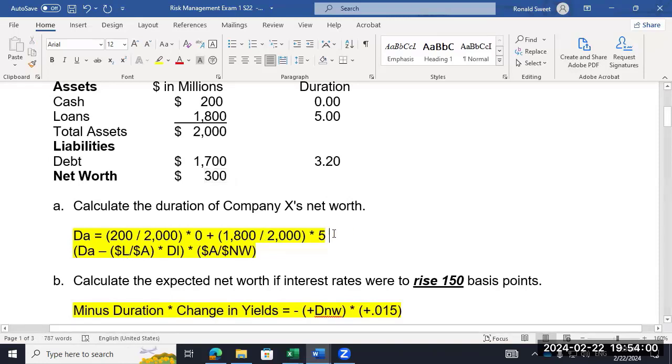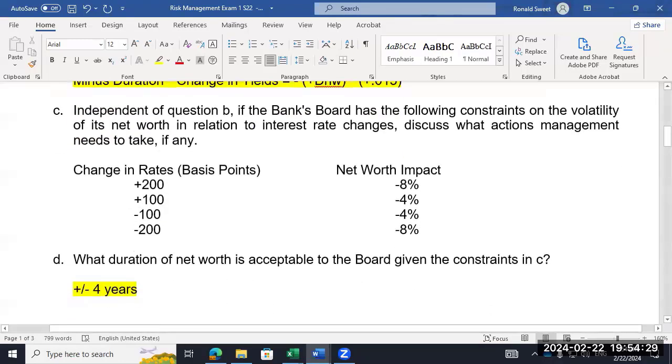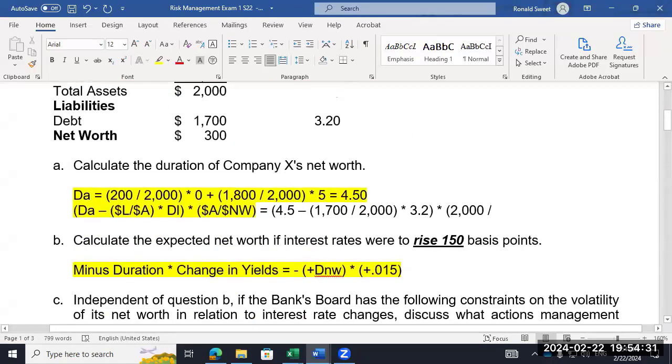What was the duration of assets? Is that 4.5? And so here, when you plug the numbers in, you get 4.5 minus 1,700 over 2,000 times 3.2, times 2,000, divided by 300. I hate it when I hit the numlock key. I'm really bad at that. I thought I'd put it back on.